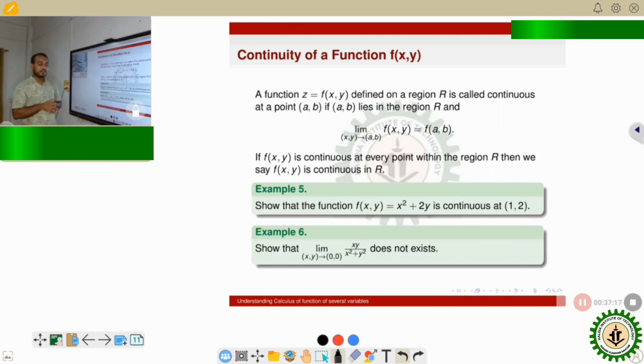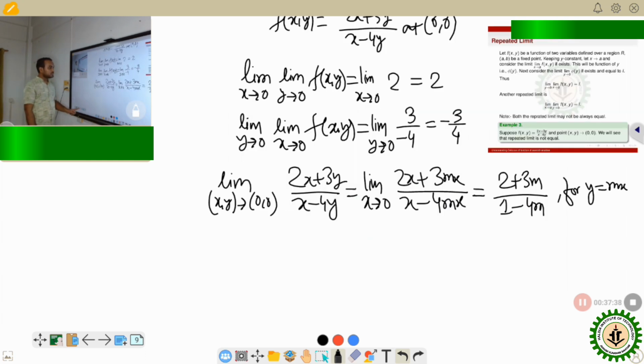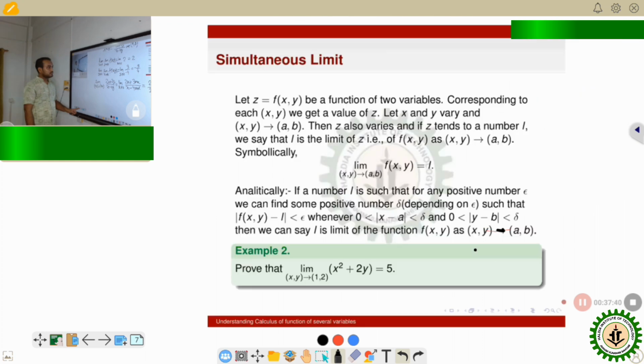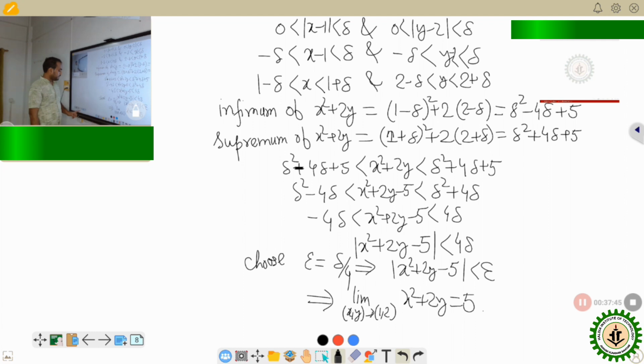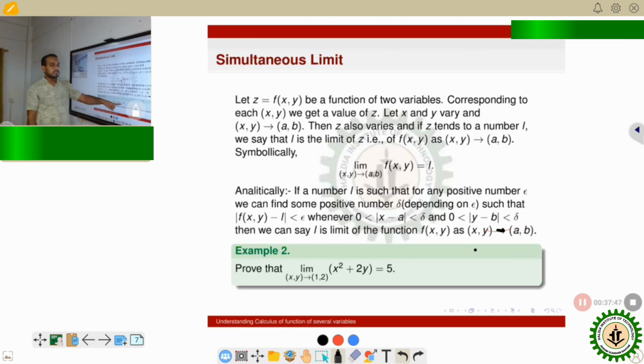for the solution of real life problems. Suppose this is the function that I have already solved. That is f of xy is equal to x square plus 2y. I have calculated the repeated limit. Simultaneous limit. What is the output of the simultaneous limit? Simultaneous limit is 5. That I have already told you. Here we have already found the simultaneous limit, that is 5.